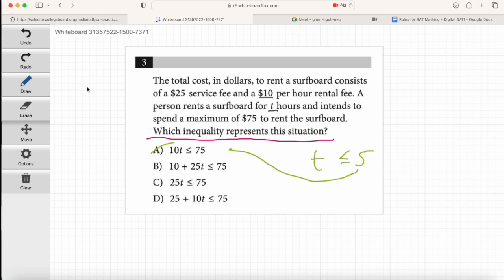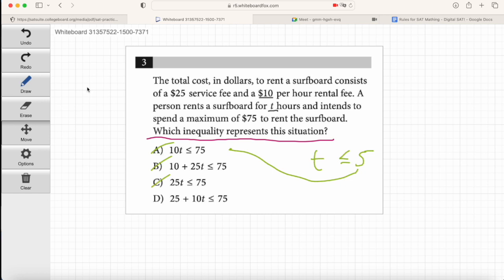What about answer choice B? Would that give you a 75 on the left-hand side? No, that wouldn't do it. It would give you something much bigger. So that's not a true statement. What about answer choice C? No, also too big on the left-hand side. What about answer choice D? Yes. That works. That's another way to do it.